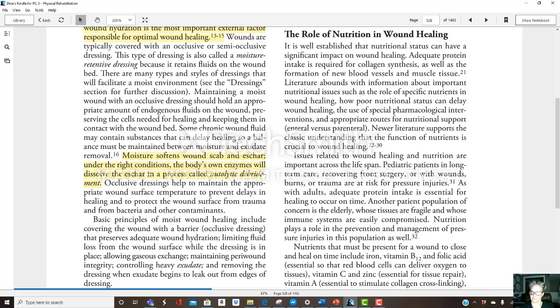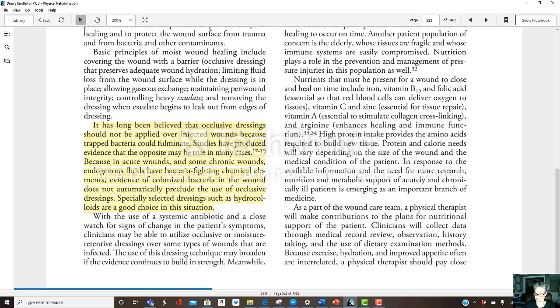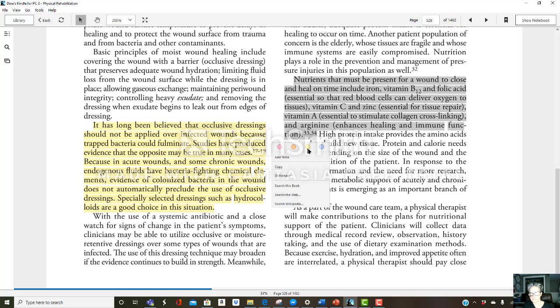Nutrients that must be present for a wound to close and heal on time include iron, vitamin B12, and folic acid, essential so that red blood cells can deliver oxygen to tissues. Vitamin C and zinc, essential for tissue repair. Vitamin A, essential to stimulate collagen cross-linking. And arginine enhances healing and immune function. High protein intake provides the amino acids required to build new tissue. Protein and calorie needs will vary depending on the size of the wound and the medical condition of the patient.